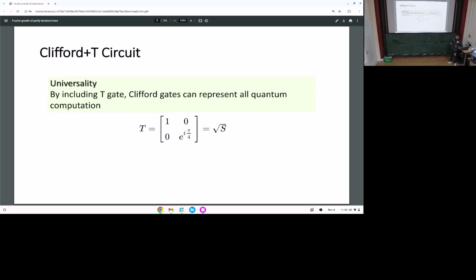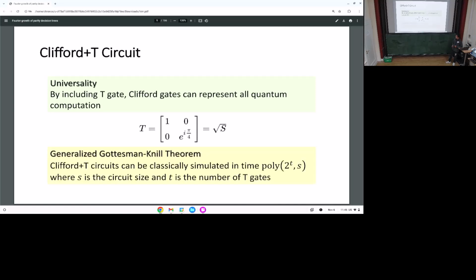So how to fix this? First, we want to be able to do all quantum computation. And to do this, we just include one extra gate called the T-gate. The T-gate is just the square root of the phase gate. Surprisingly, after adding this, it becomes universal. It can encode all quantum computation, like all BQP quantum algorithms can be written in this circuit form. And also we have a generalized Gottesman-Knill theorem saying the classical simulation time is still polynomial in the size of the circuit, but exponential in the number of T-gates you use.